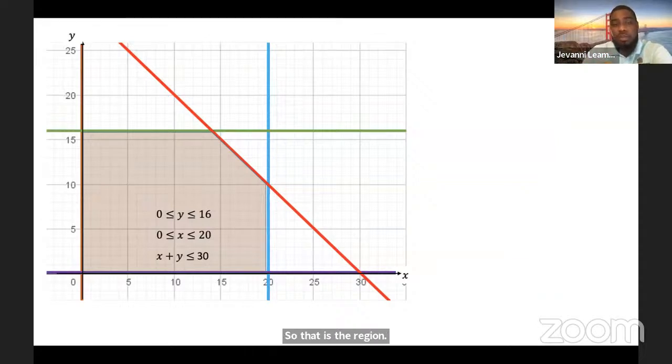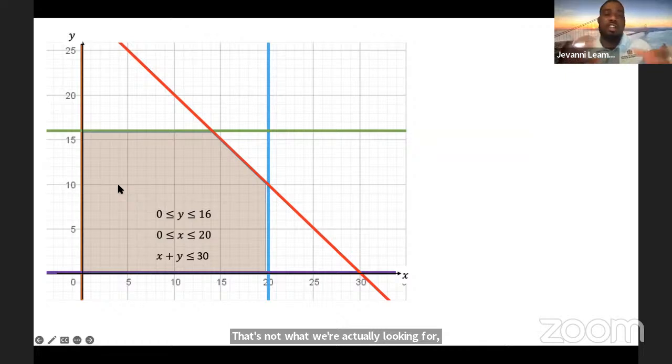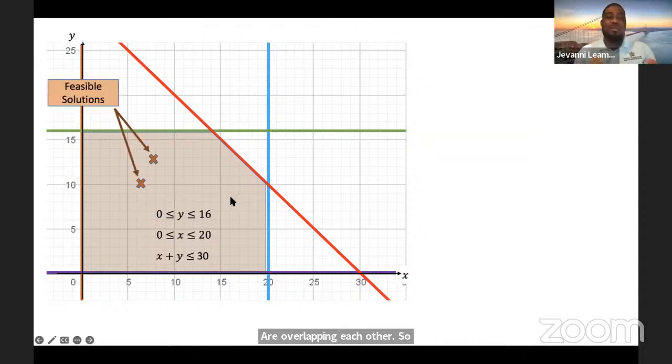Now, someone would have said a right angle. They were looking at the bigger picture, which is the red line. That's not what we're actually looking for, right? We're looking for where all of the inequalities are overlapping each other. So, in other words, we'll see it shortly, but these are feasible solutions.